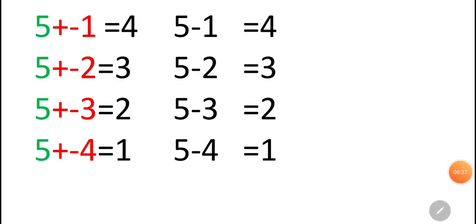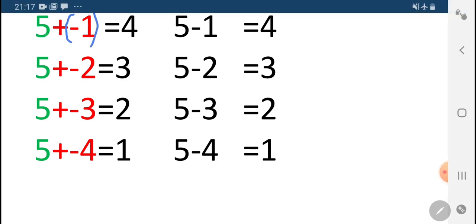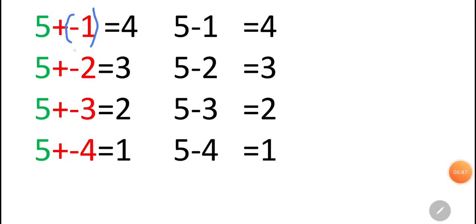Going back to the beginning of the slide, when we said 5 add negative 1 is equal to 4, it's probably better to put a bracket around here. So it's 5 add (negative 1). And then 5 add (negative 2) is equal to 3. And 5 add (negative 3) is equal to 2. And 5 add (negative 4) is equal to 1.